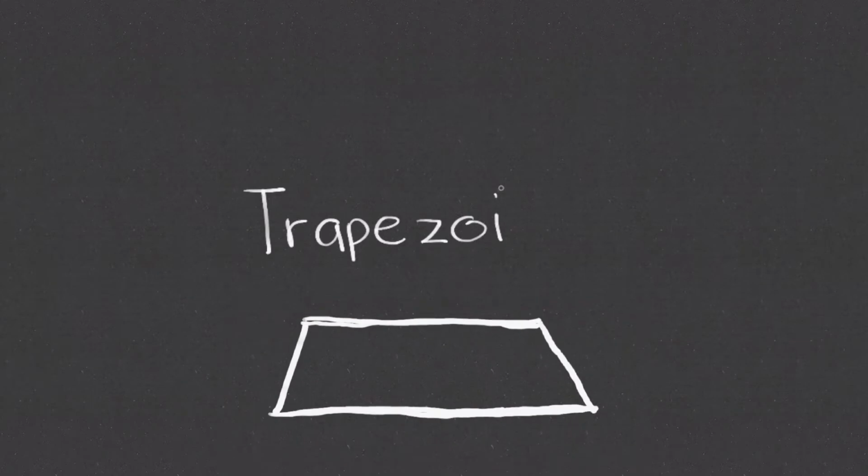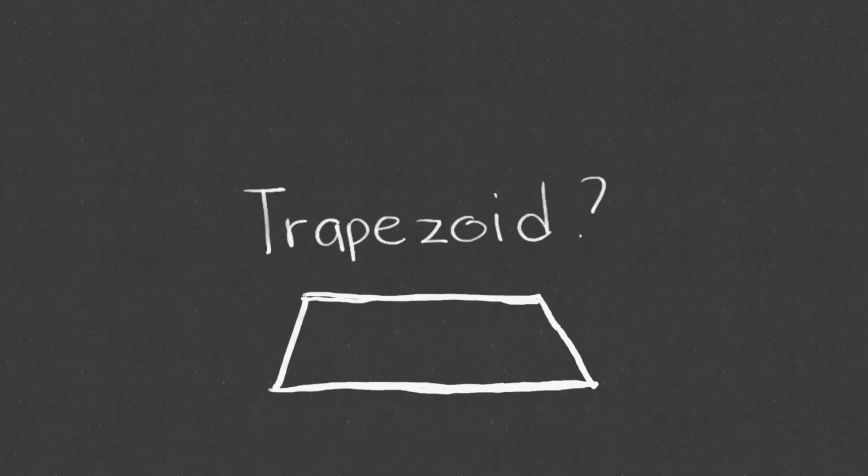Today's video, we're gonna learn how to solve the area of a trapezoid. So first of all, what is a trapezoid? A trapezoid is a quadrilateral with no parallel sides. These are the things you need to know about a trapezoid.